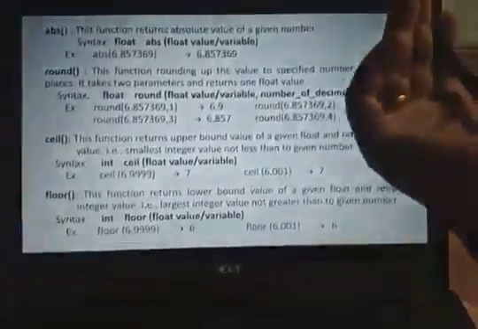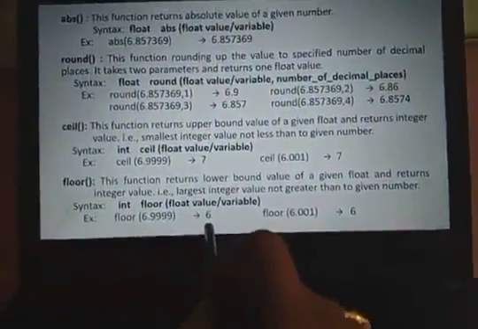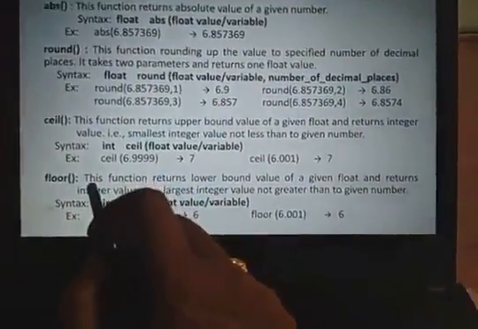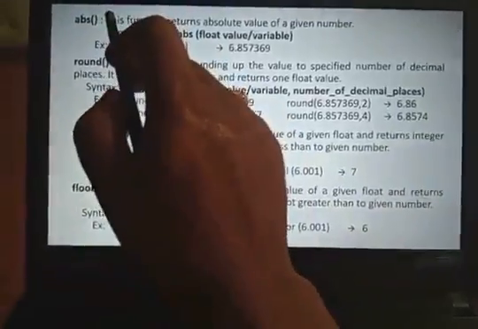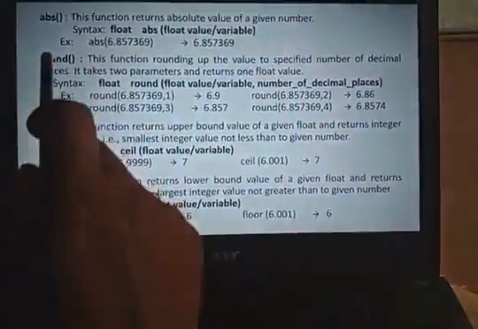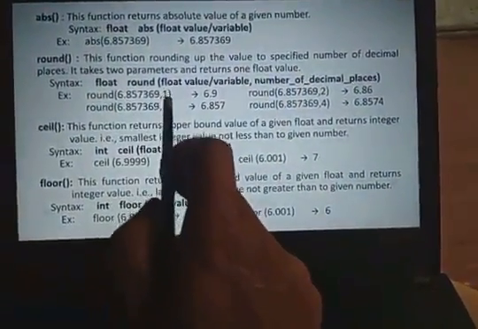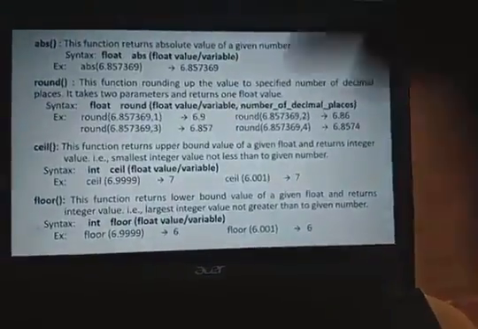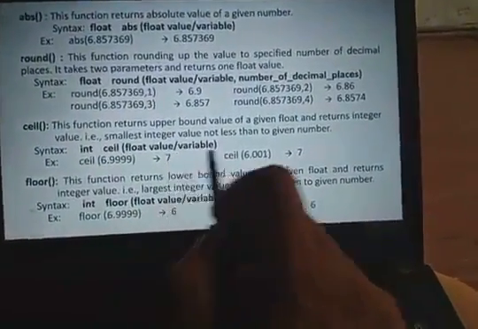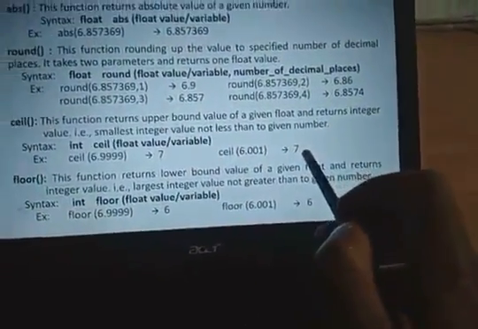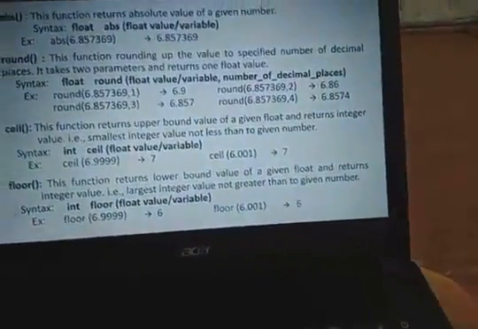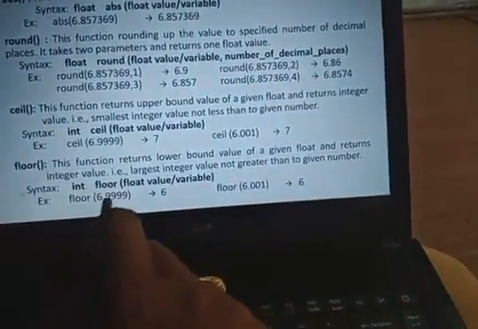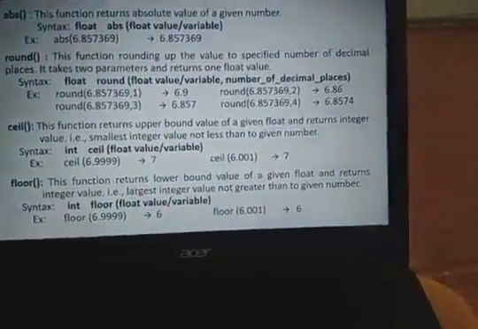Here the next integer value is 7, here the previous integer value is 6. Just remember it like this. This is called ceil and floor values. The absolute value is displayed exactly. Round rounds off based on the number of decimal places we give. The ceil value, the upper bound value of 6.97, and of 6.001 also, is 7. Take any number, it will become 7. That covers round, ceil and floor values.